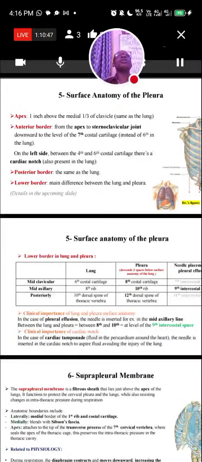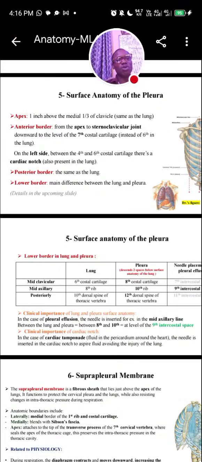Move on. Next one, we talk about the posterior. The posterior border is the same as the lungs. The lower border is the main difference between the lung and pleura. That's where you have a major difference. It's detailed in the upcoming slide.